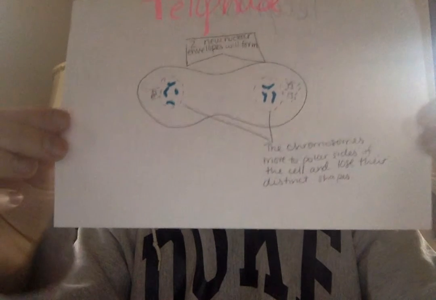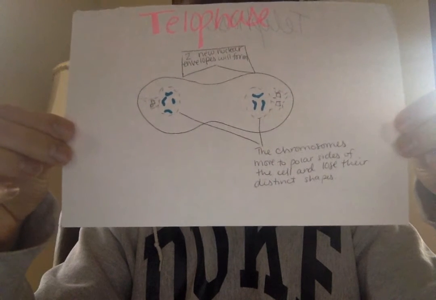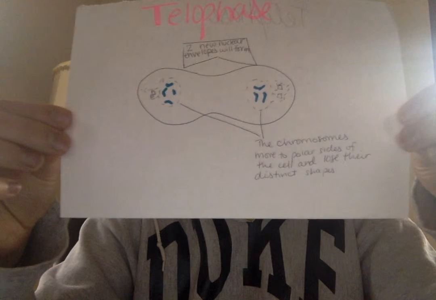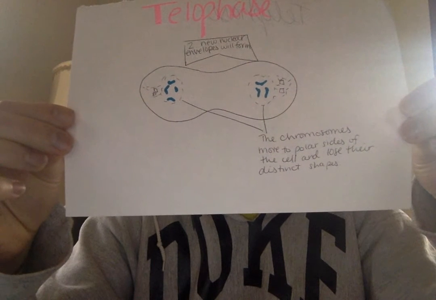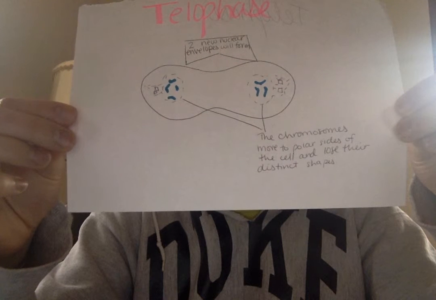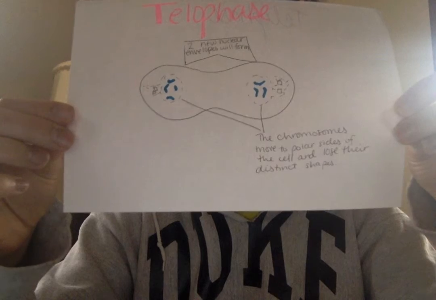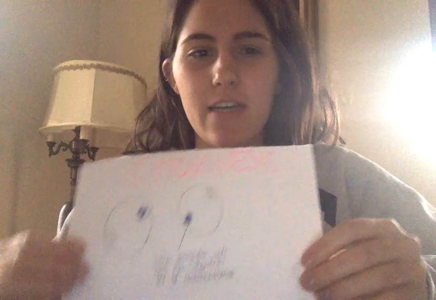In telophase, chromosomes gather at opposite poles of the cell, and new membranes or nuclear envelopes will form around the daughter nuclei. Chromosomes disperse and spindle fibers disperse as cytokinesis, or the separating of the cell, begins to occur. This is kind of like the final stage.